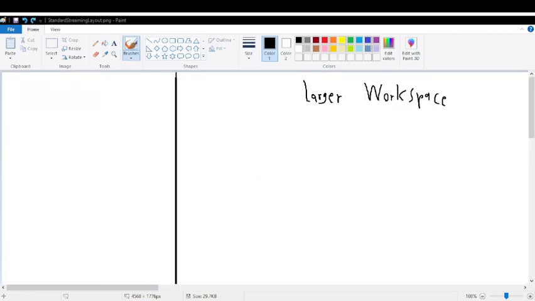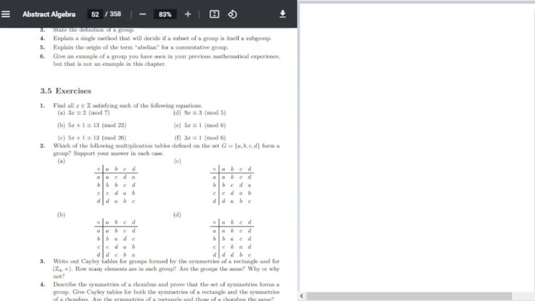All right, so let's get to work. So, standard textbook soon. We'll start by doing a lot of the computation stuff, so you can see what's going on right behind it. Find all x in the integers satisfying the following equations. First we have that 3x is congruent to 2 mod 7.